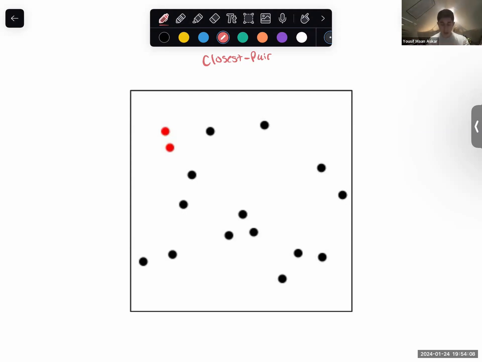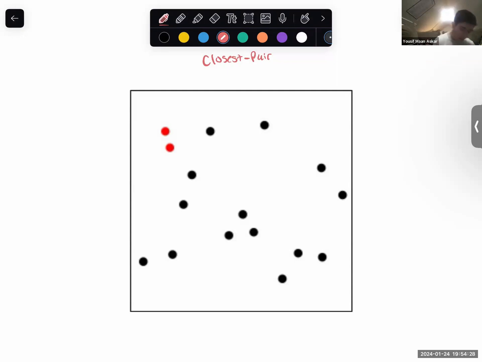And so the problem, the closest pair problem, is we're trying to find the pair of points on a graph that are closest in distance. So for this particular graph, these 2 points are closest in distance. So we're trying to devise an algorithm that could find any 2 points that are closest in distance.